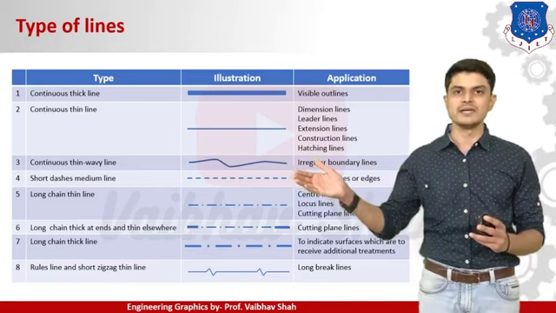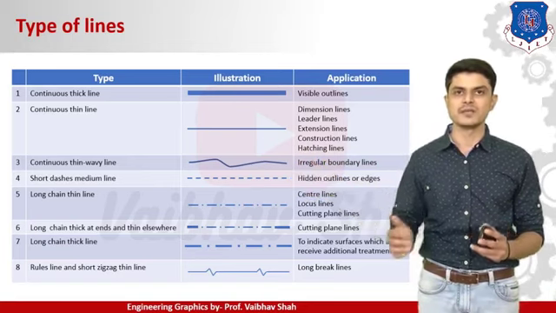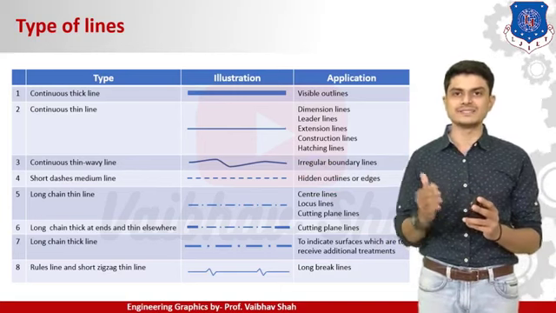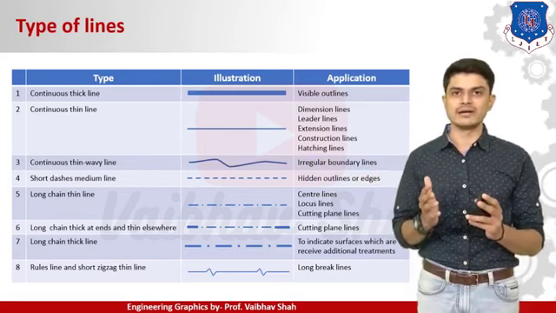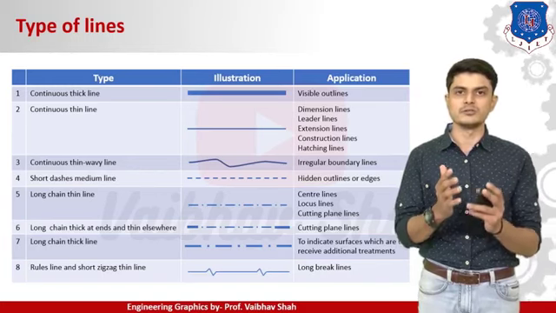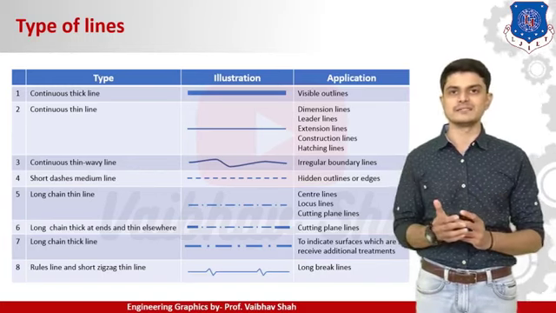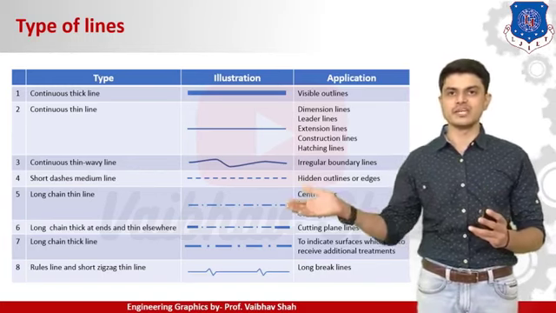We will be having equally spaced dashes like this. So it is usually used as hidden outlines. So whenever you are having any hidden object to be shown in your drawing sheet, we will be using these lines. Then after we will be having long chain thin line.